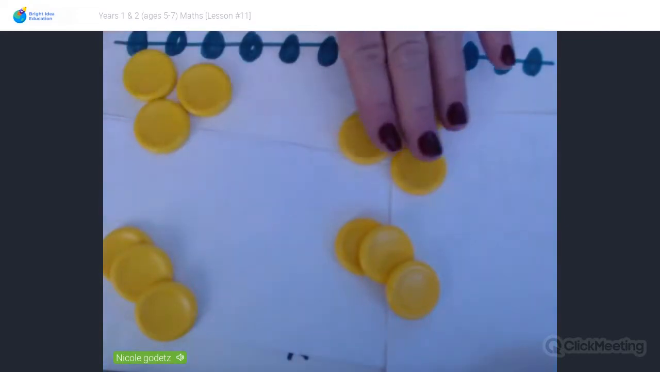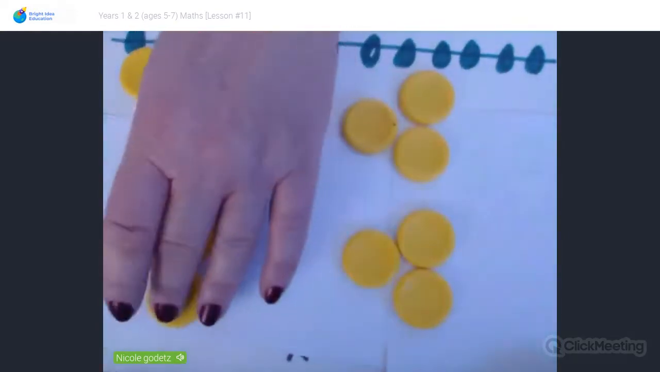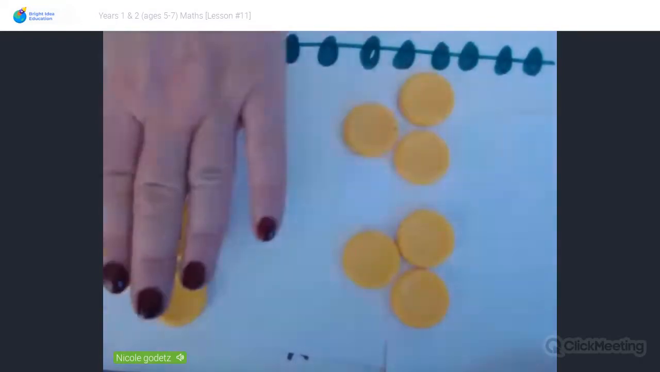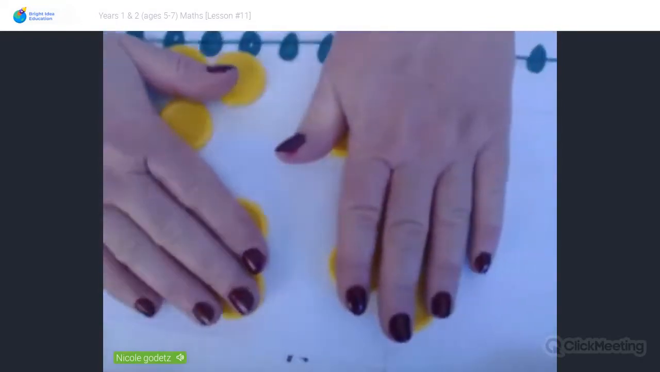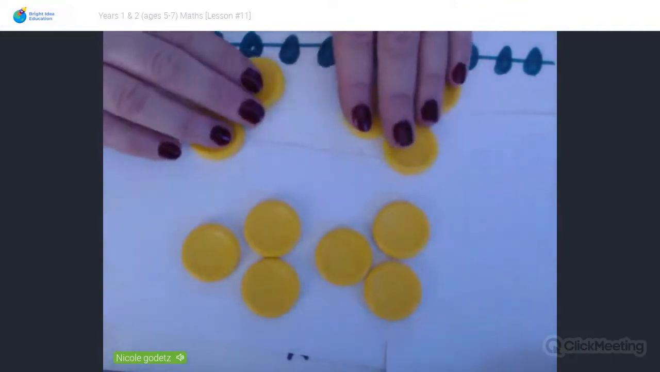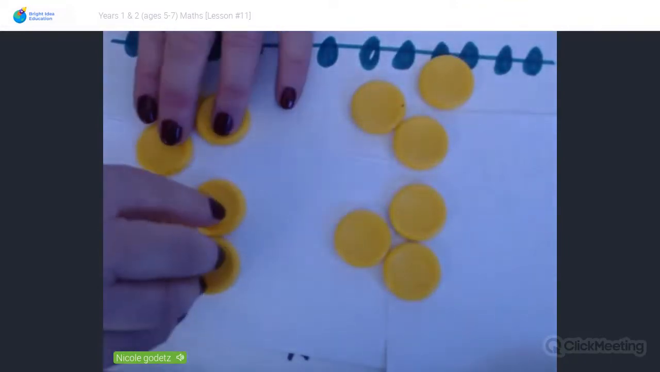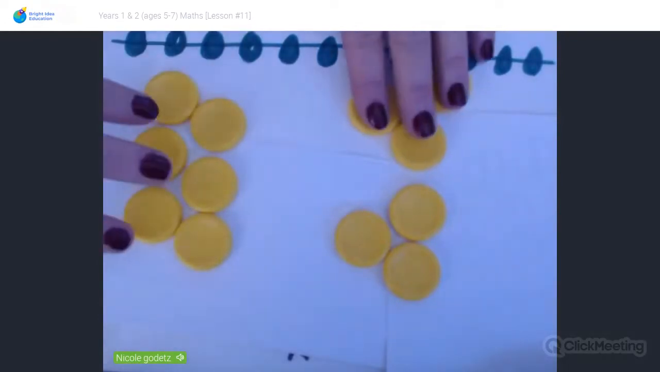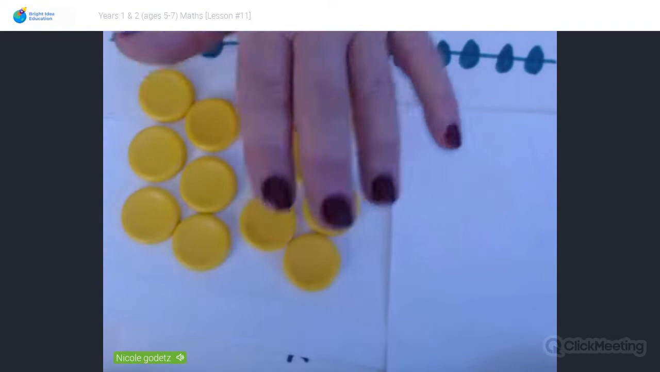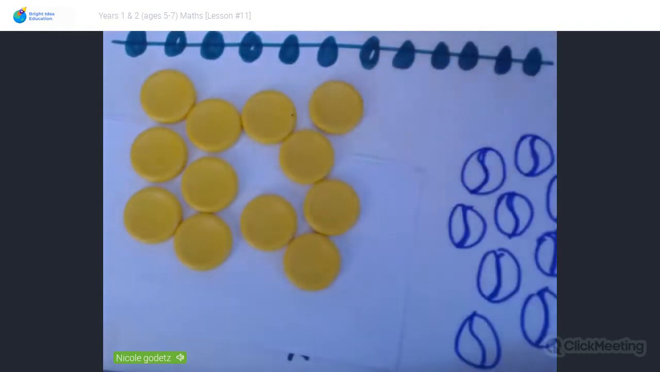There's 1 quarter. There's another quarter. There's another quarter. There's another quarter. 1 quarter, 2 quarters, 3 quarters, 4 quarters all together make the whole. All together is 12. 1 quarter of 12 is 3. 2 quarters of 12 is 6. 3 quarters of 12 is 9. 4 quarters of 12 is 12, the same as the whole.